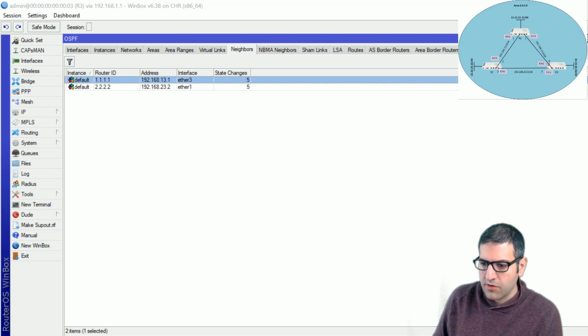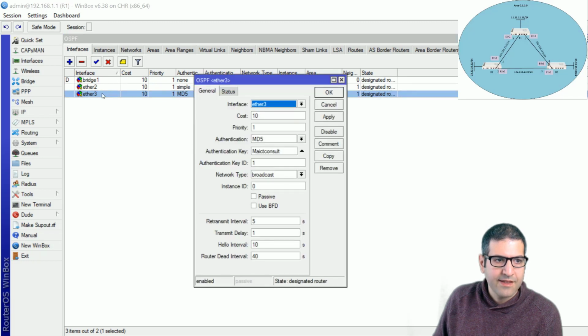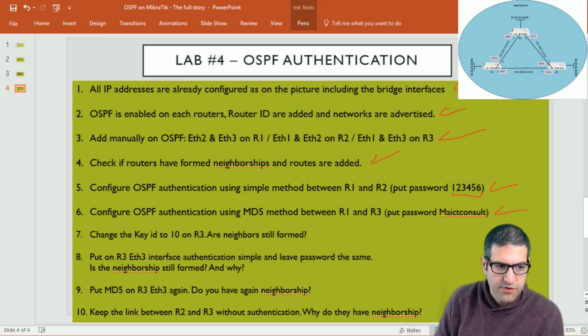And if you want, we can go to router 1 and go to interfaces. Inside Ethernet 3, you can see that the password is still the same, but the key ID is 1. So on router 1, the key ID is 1. On router 3, the key ID is 10. They have the same password and they're still forming neighborship. That means that the key ID is not important. What is important is that the authentication key, or the password, should match together. Okay, so point number 7 is done.